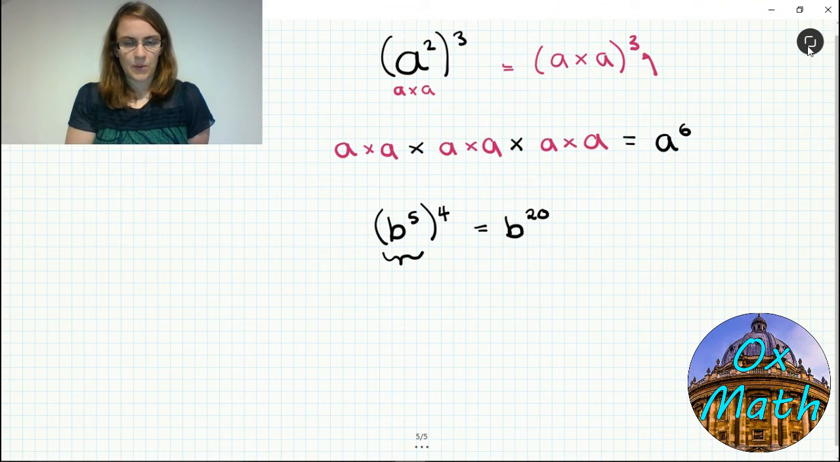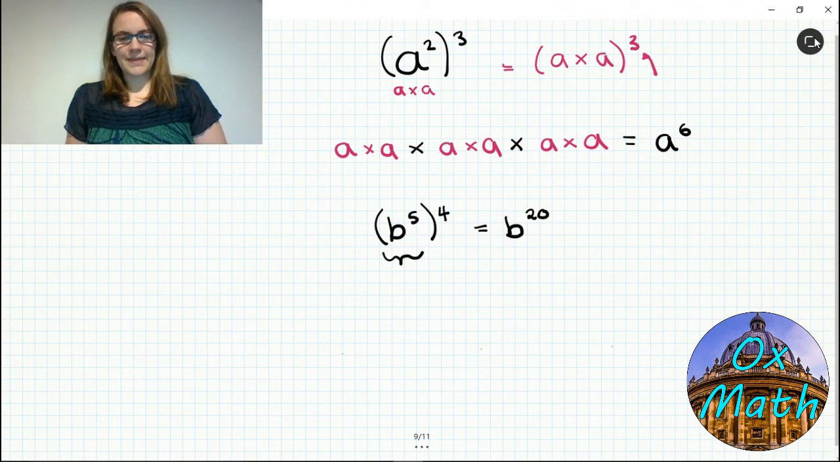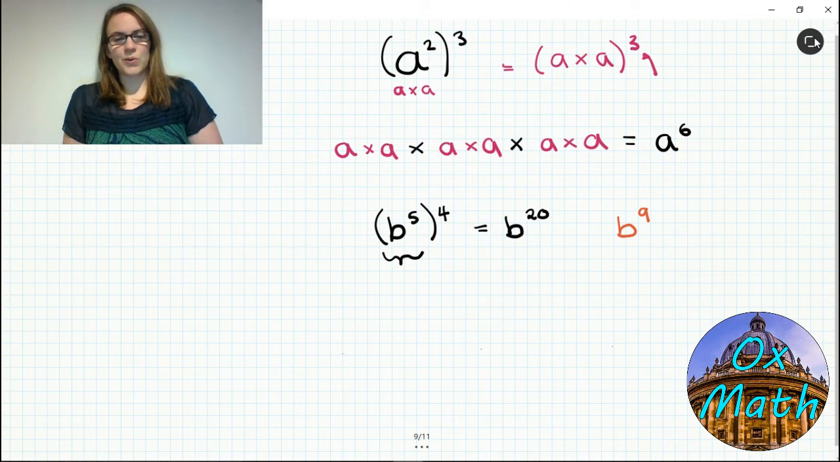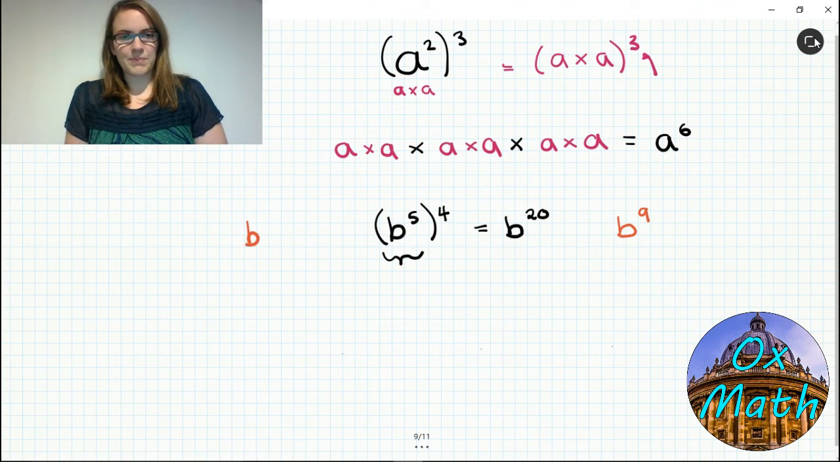So the second power tells us how many times we are using all of the b's from the first power. A common mistake that people make at this point is they add the powers. So they would say that b to the power 5 all to the power 4, you do 5 plus 4 to get a power of 9. But remember, b to the power 5 all to the power 4 is not the same as b to the power 5 times b to the power 4.